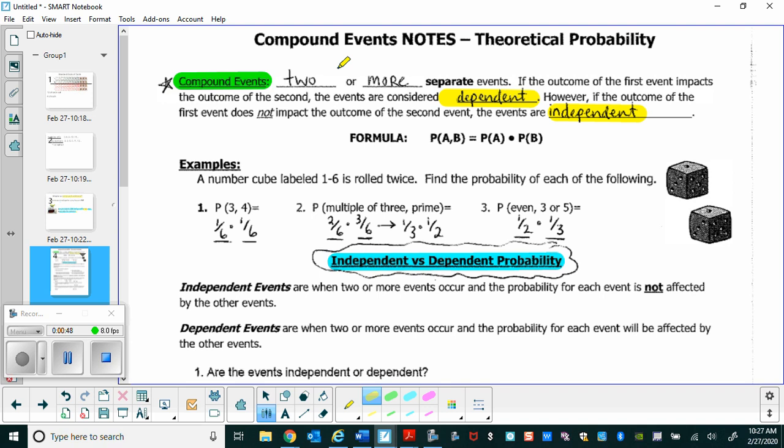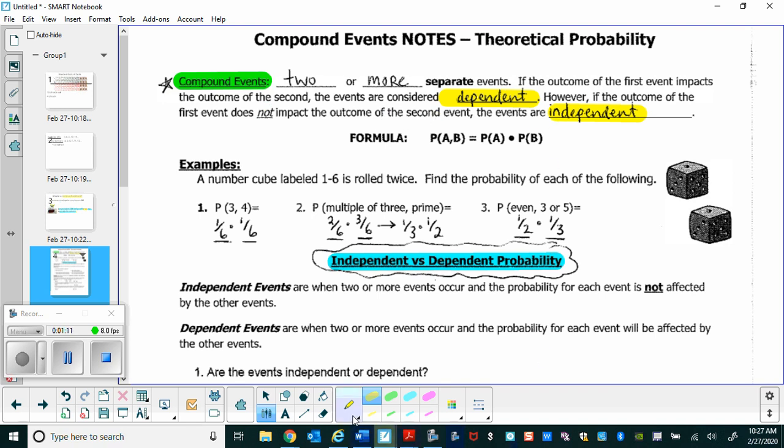Now we're going to explore a lot whether or not the events are independent or dependent. And to get us started here, if the outcome of the first event impacts the outcome of the second event, we know we're dealing with dependent events. Something's depending on something else. Now, if what happens with the first event does not impact the second event, then it's independent. They're independent of each other.